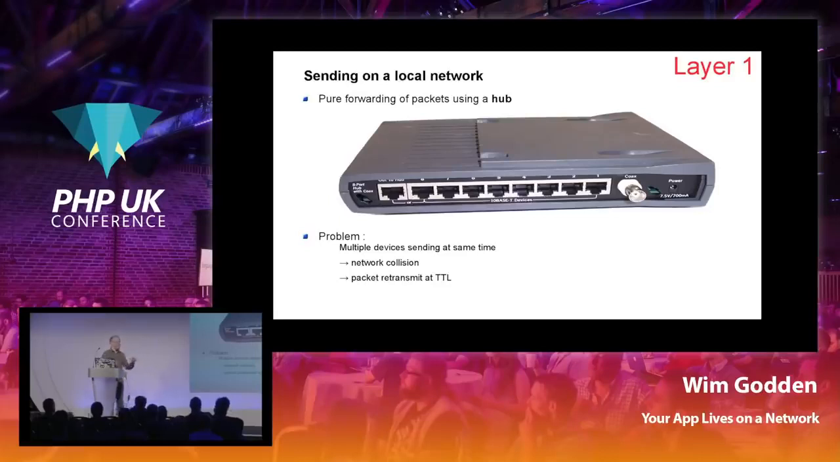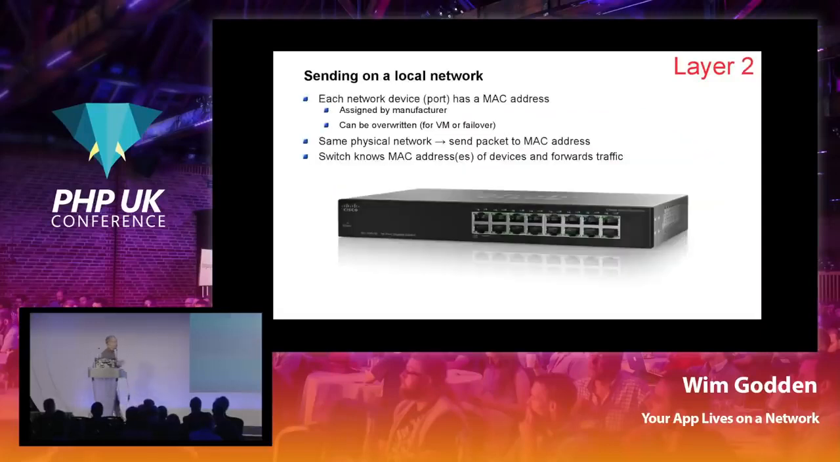The problem with a hub was all devices could be sending at the same time. So you would get one device sending a packet and another device sending at the same time, and it would collide. It would be a collision, as they called it. And then it would have to retransmit it. A hub worked on layer 1, so purely on the data on the physical layer. Not very efficient, not very fast. Speeds usually limited to 10 megabits per second.